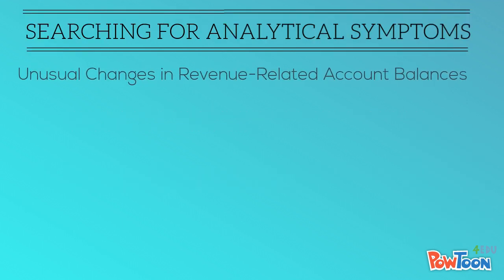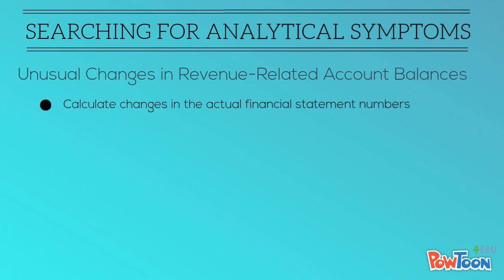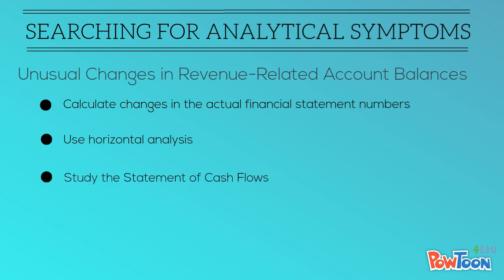Here are 3 ways to look for unusual changes in revenue-related accounts. Calculate changes in the actual financial statements, use horizontal analysis, or study the cash flow statement. From Chapter 6, we learned that horizontal analysis is a method involving examining percentage changes in account balances from period to period on the income statement and balance sheet. This is typically the most effective way.